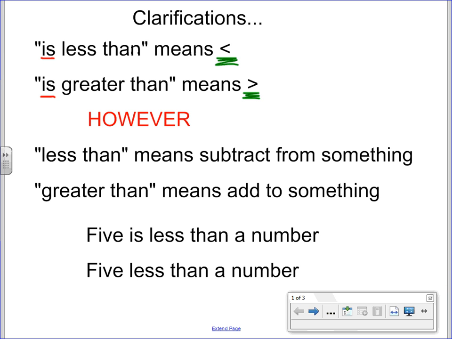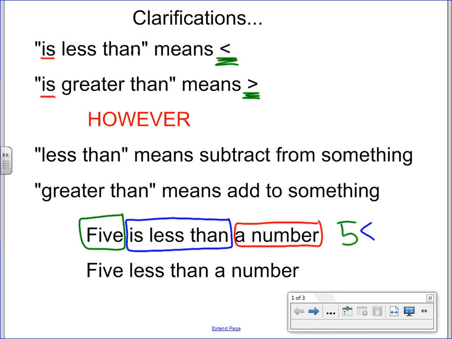5 is less than a number. So 5 is the number 5. You see "is less than," that means the less than symbol. And a number is whatever you defined in the problem to stand for a number. I'll use n in this case. All right, so that's with "is less than."